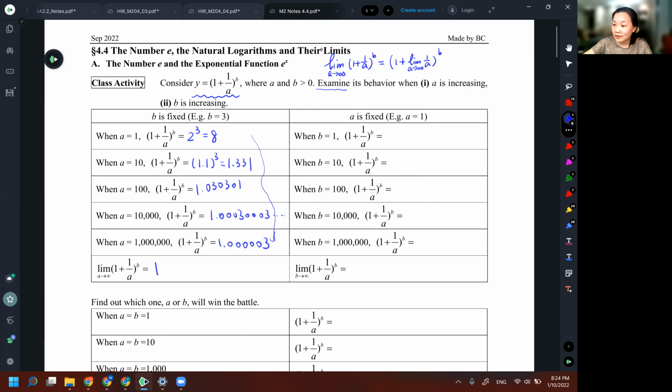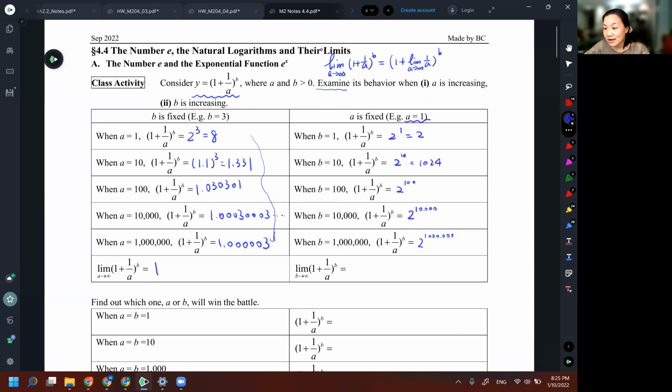Now, the second column, I'm going to fix A. Let's say A equals 1. And then I'm going to increase B slowly. When B equals 1, 10, 100, 10,000, and 1 million. And let's see the behavior of Y. For the first one, the value of Y is equal to 2 to the power 1, that's 2. The second is 2 to the power 10, that is this. Next one is 2 to the power 100. I don't know how to calculate this one. And the next one is 2 to the power 10,000. And the next one is 2 to the power 1 million.